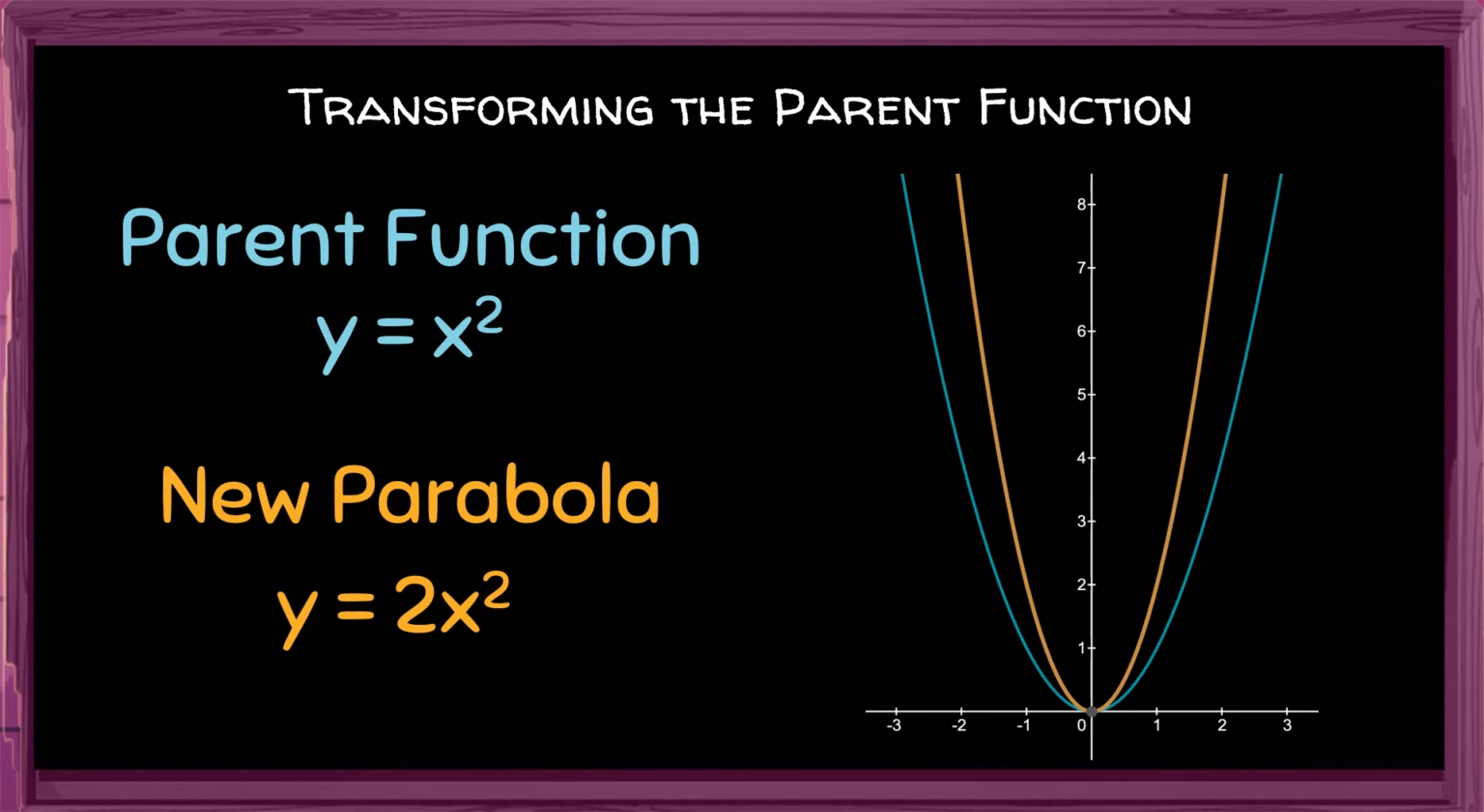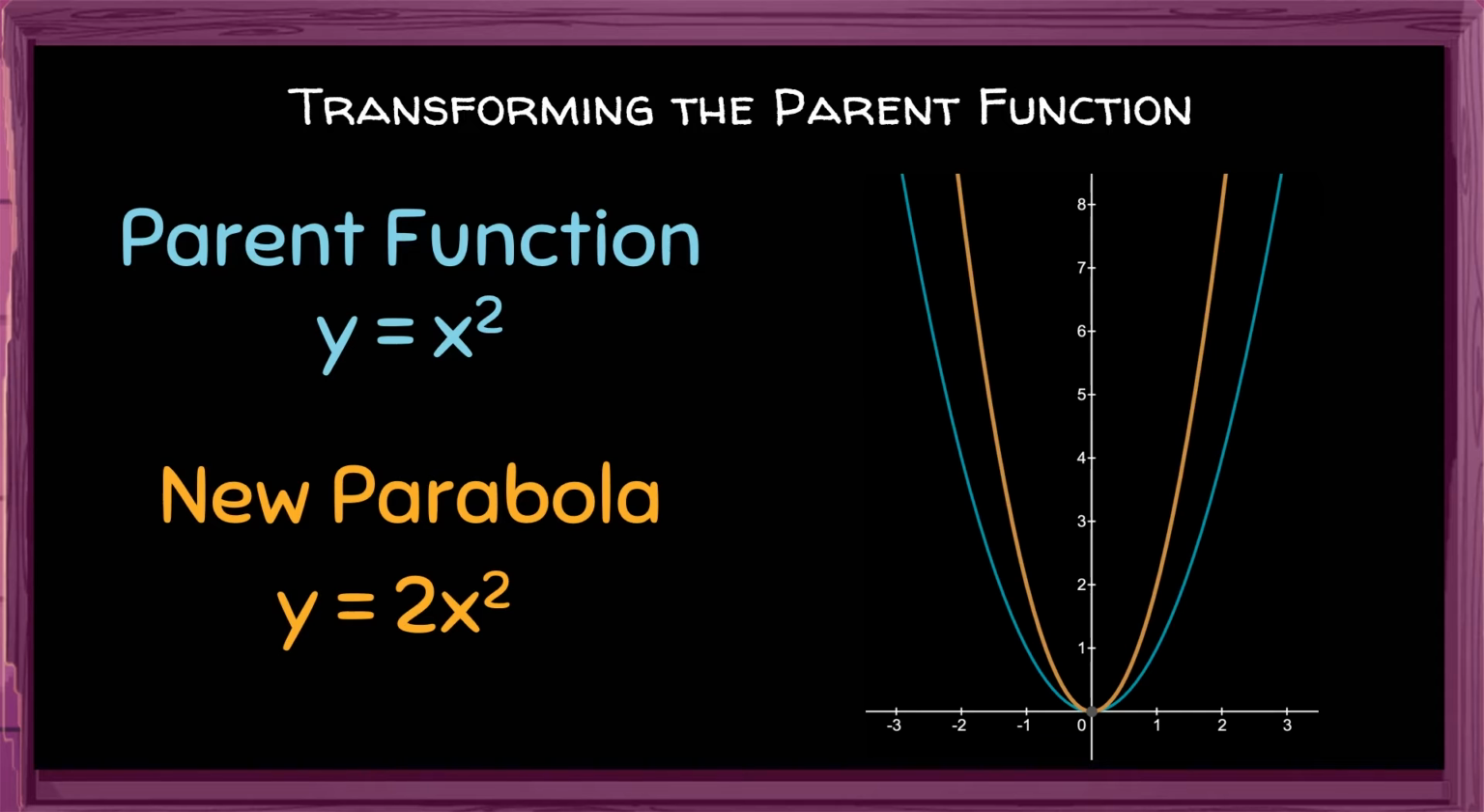Now let's experiment with this idea for a second. What if I multiplied our parent function by an even bigger number, like 3, or 10, or even 100? What do you think would happen to our parabola? It would rise even faster, so the parabola would look even narrower.